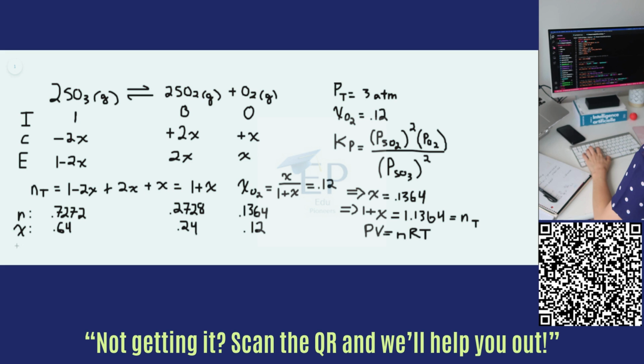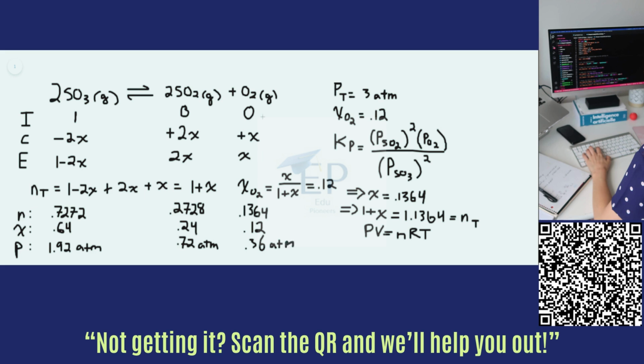So if I were to multiply 3 times each of these fractions, I would get 1.92 atmospheres for SO3. I would get 0.72 atmospheres for SO2, and I would get 0.36 atmospheres for O2.